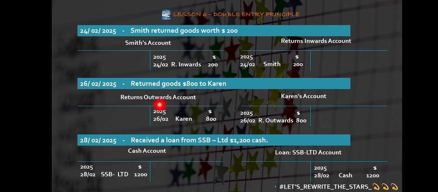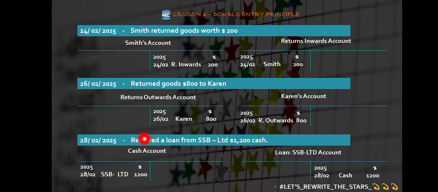And because this time we are the one giving out the item, we are going to credit our account. And Karen is going to receive the item back. So personal account, if the person is receiving, we debit. So Karen's account will be debited in reference to returns outwards, 800, 800. I hope this is well understood.